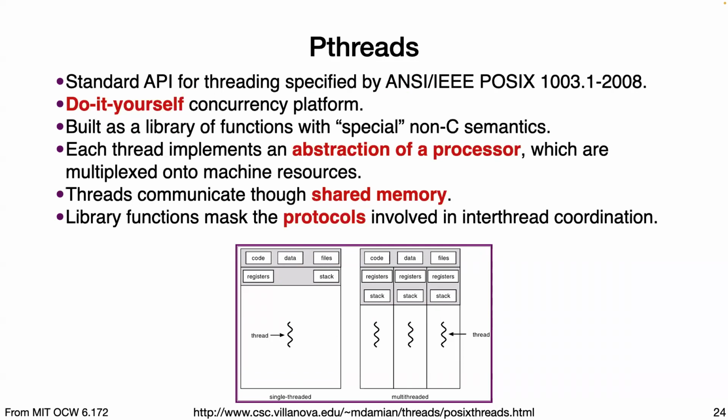Each thread implements an abstraction of a processor, and under the hood, the machine maps the threads to different processors. And you can communicate with your threads through shared memory, and you don't have to manually do inter-thread communication.